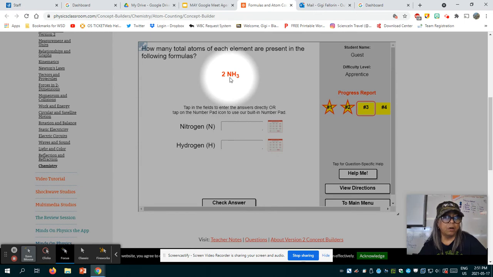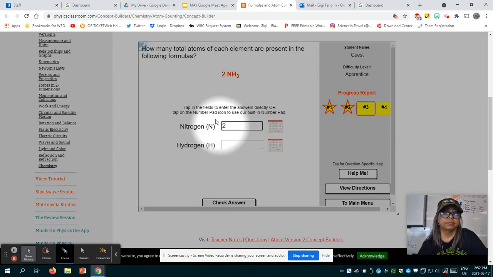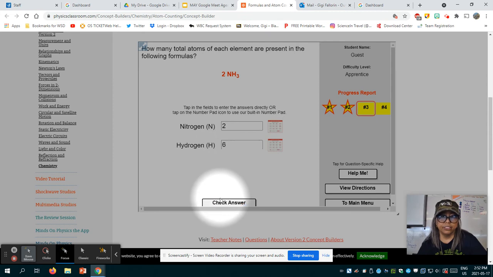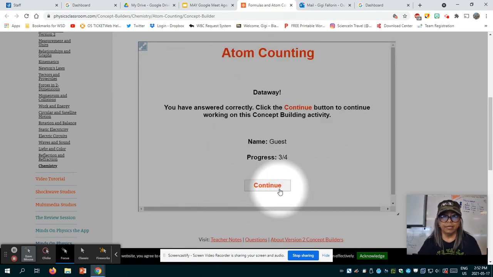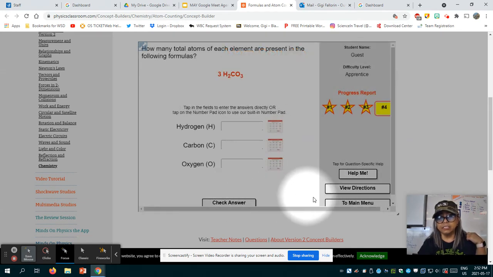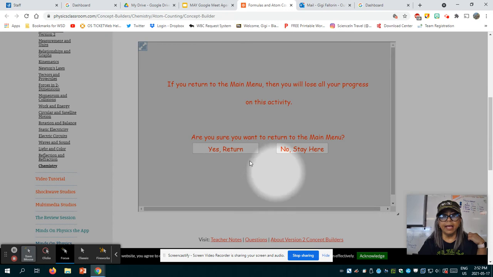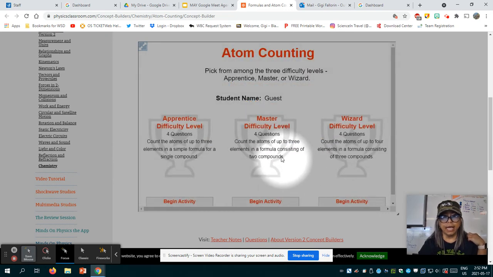And of course, this is ammonia or ammonium ion. So NH3, again, coefficient would be 2, meaning 2 molecules. And how about the number of atoms now? 2 times 1 would be a 2. And then 2 times 3 would be a 6. Right? And then you can again check your answer. So, okay. And then you move on. Okay? And you can finish it all, or you can always go back to the main menu. And of course, try out maybe the difficult level here, master's level.